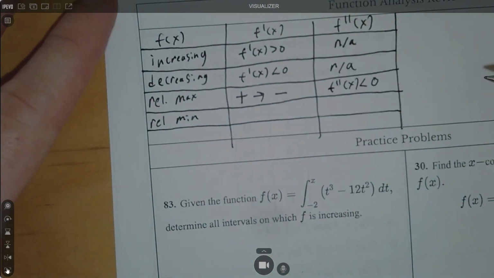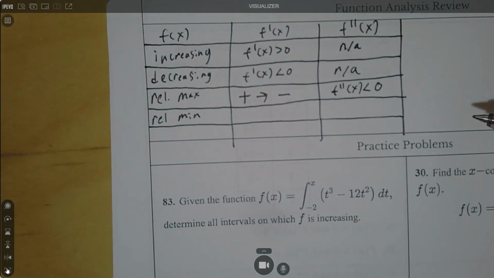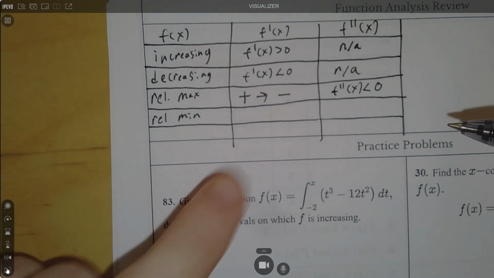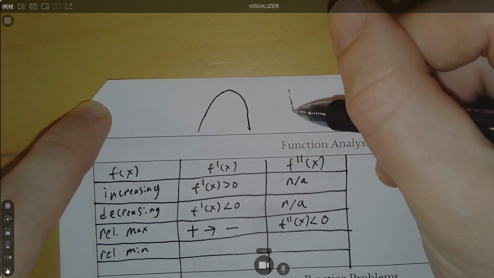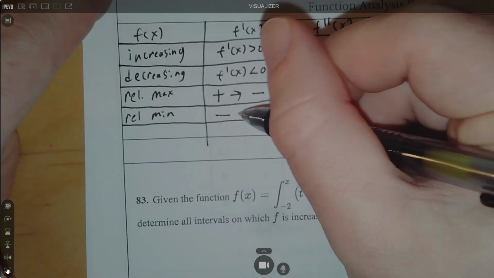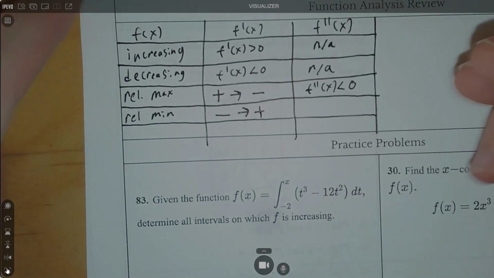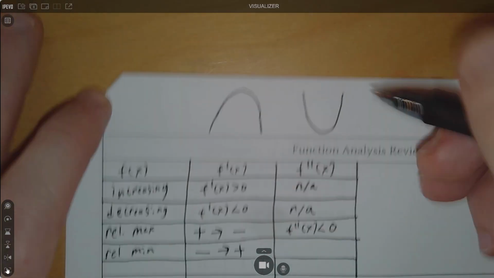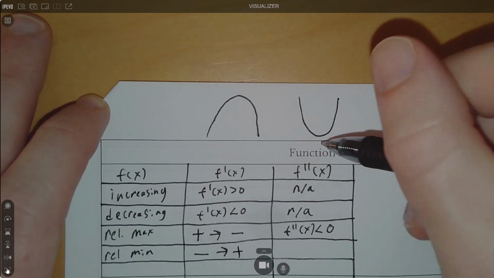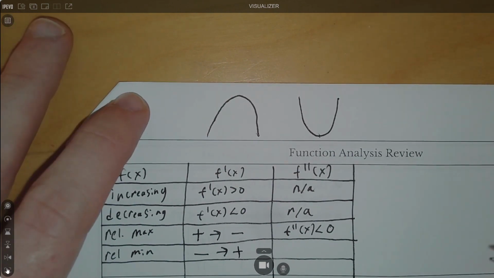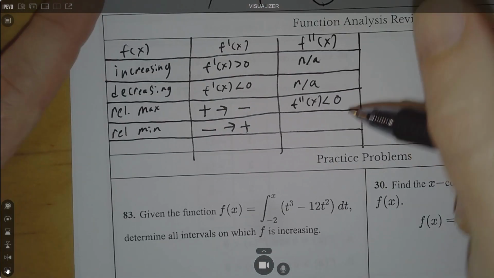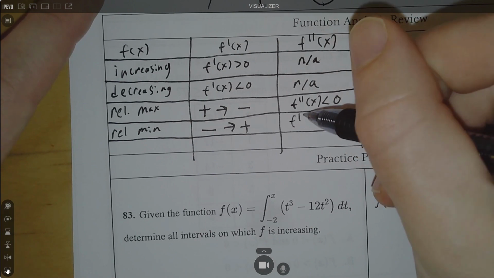Can you do this when you're by yourself? Test yourself, guys. If you're watching the video, you know this. Relative min would be going from decreasing to increasing, right? So it's going to go negative to positive. Same thing, look at that concavity. That's the relative minimum. What's the concavity of that? Concave up. So that means the second derivative must be positive.